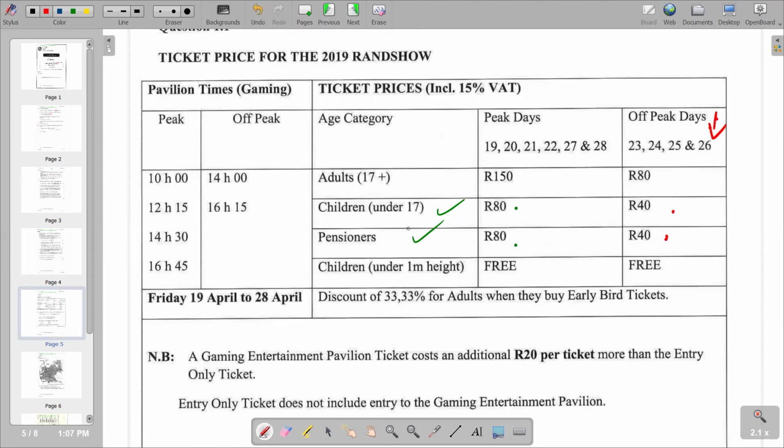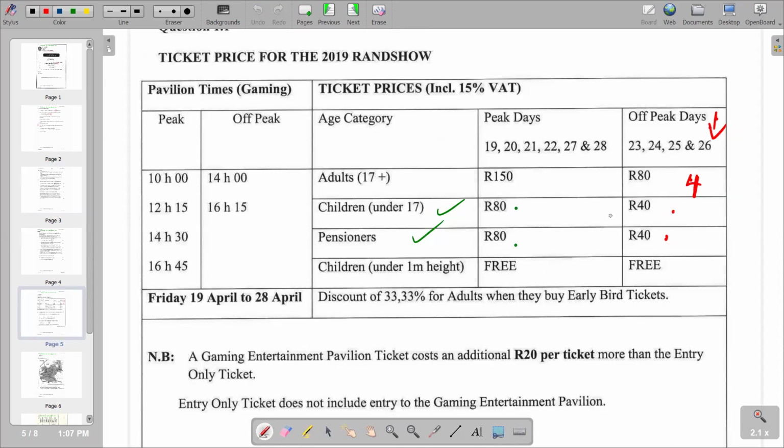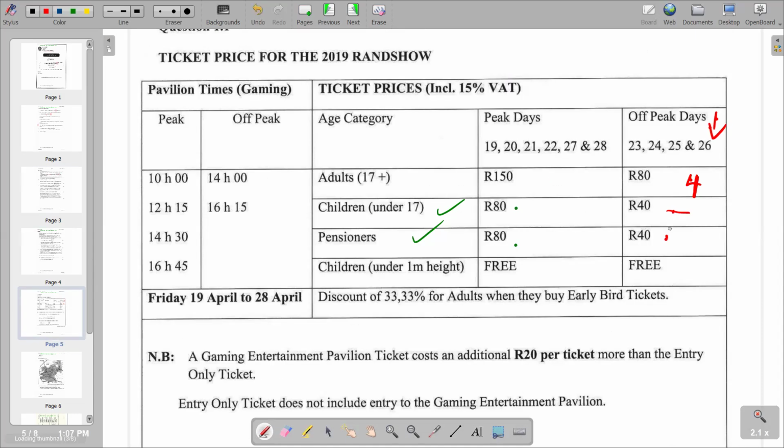So we are saying we have four which are going to apply for 80 according to what we have in the question, because we have got four adults. So the ones for adults are four, and then for pensioners two plus for children three. So two plus three, since they're having the same prices, we get our five. So on this part we are going to have a five.